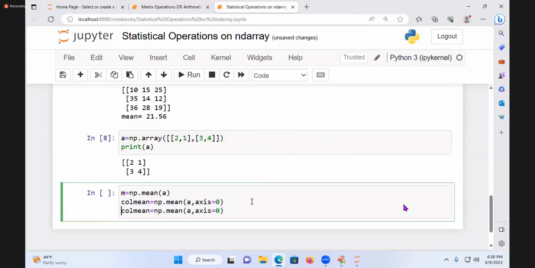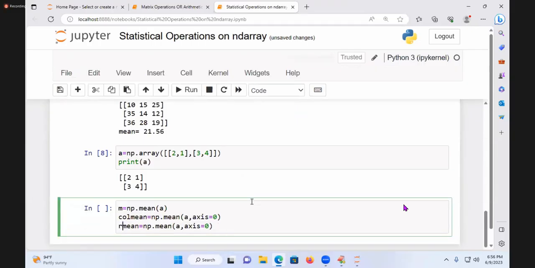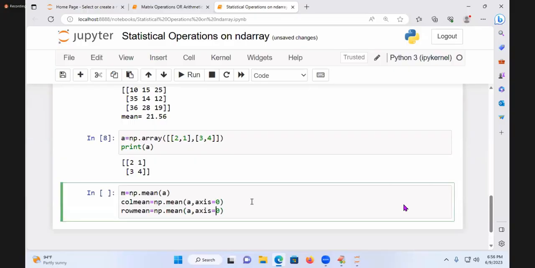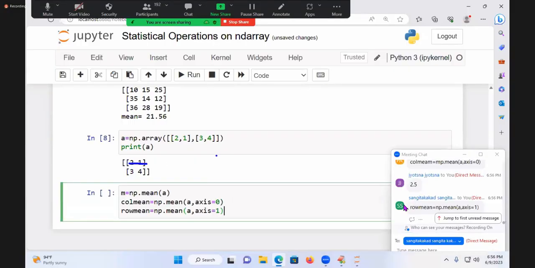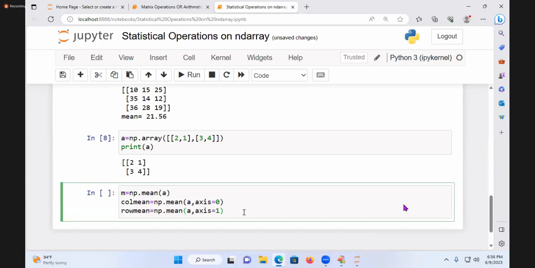Next I will do the same thing. Which mean next? Row mean. Row mean is equal to what? 2 plus 1, 3 by 2, 1.5. 3 plus 4, 7 by 2, 3.5. You see the answer now.